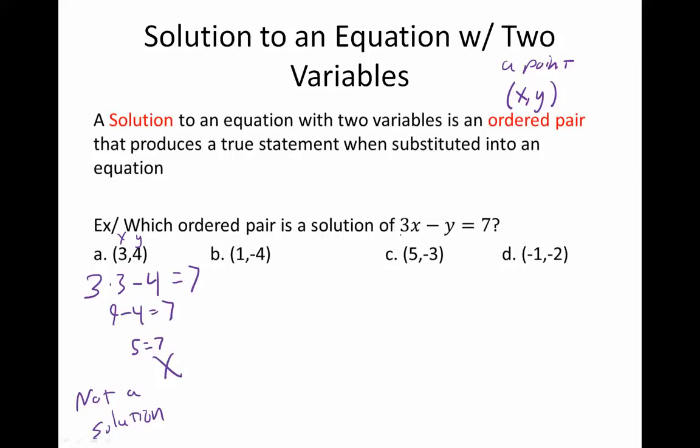We're going to skip B. That might be a hint as to which one it is. But let's check these other ones before we do that one. So we're going to plug in the x for this one. So that's 3 times 5 minus negative 3 equals 7, right?